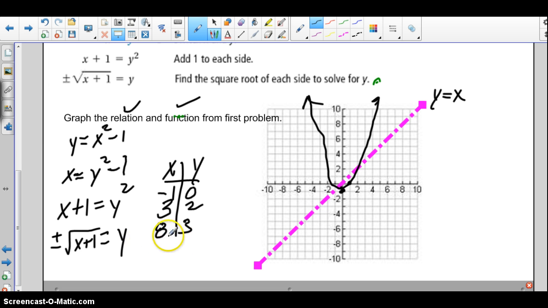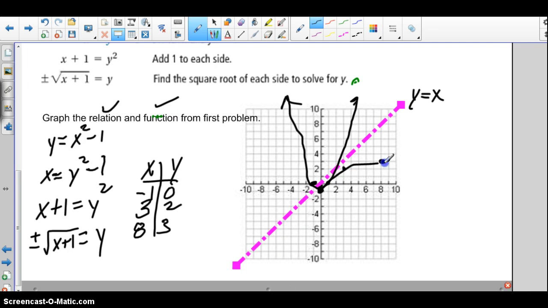Now, let's go ahead and graph these. Negative 1, 0. 3, 2. Then 8, 3. So this point matches, and it looks like we're doing the same kind of parabola as they had before, but we're missing it down here. So now the question is, why are we missing part of this graph?